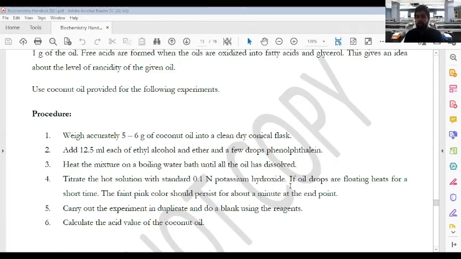The reagents we use, ethyl alcohol and ether, are slightly acidic, so some amount of potassium hydroxide can be consumed to neutralize that acidity in the main titration. Okay, to overcome that issue, we do a blank titration. So those are the reasons for each step in this experiment.